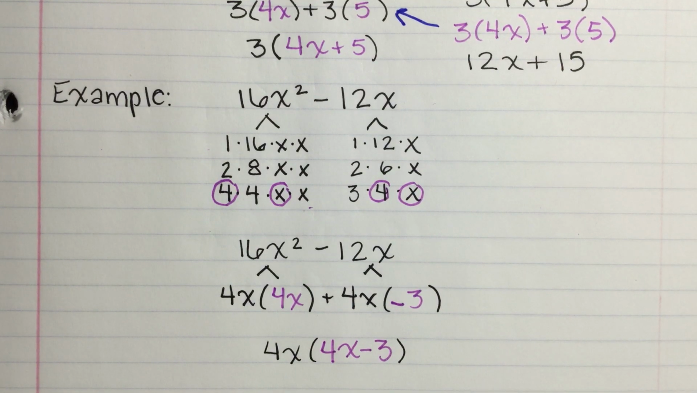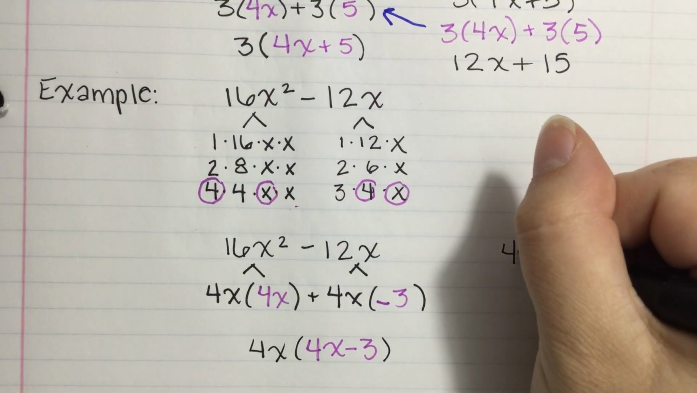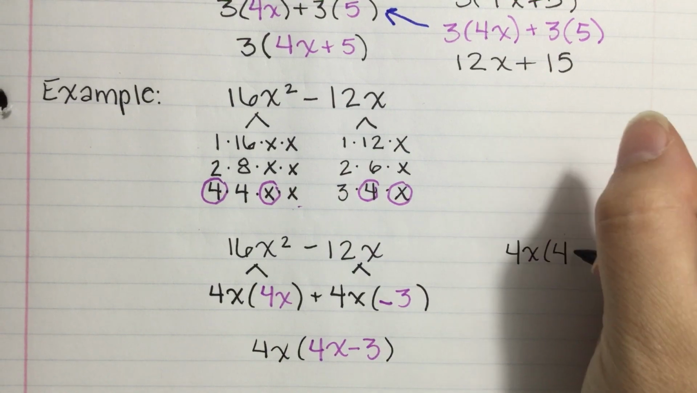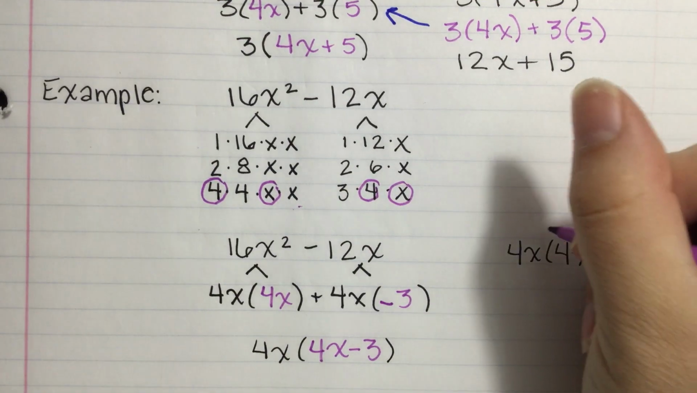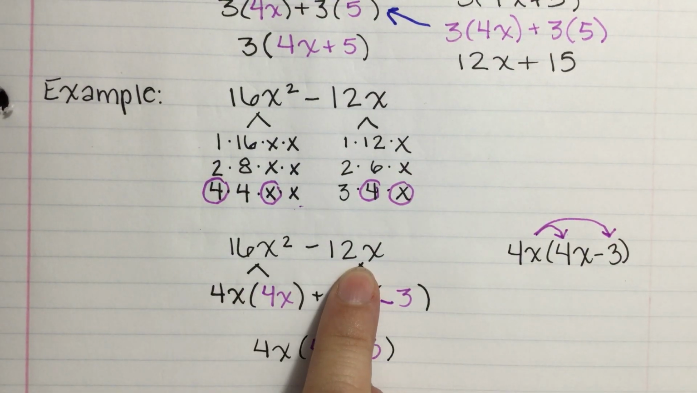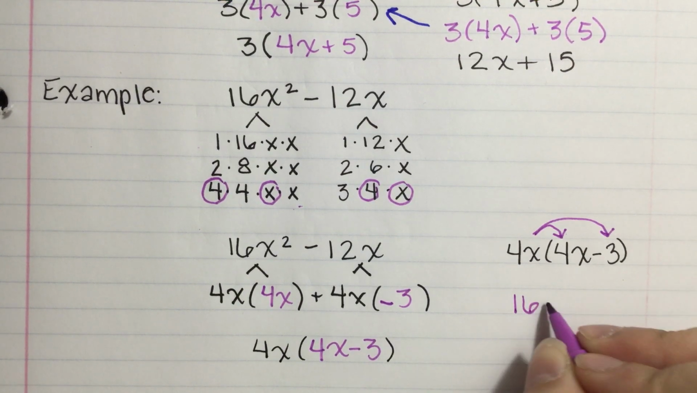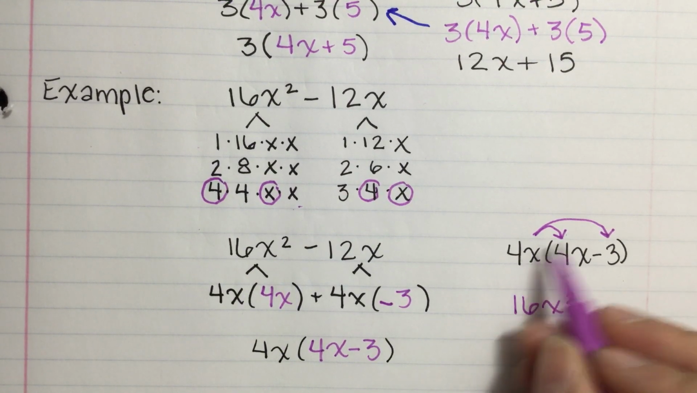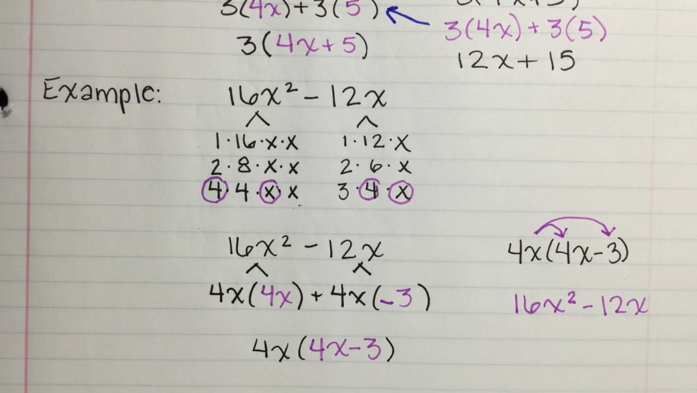And you can use the distributive property to see if you end up with the same expression. So I'll do that over to the side. If we were to start with 4x times the quantity of 4x minus 3, if I distribute that back out, I should end up with 16x squared minus 12x. So 4x times 4x would get me 16x squared, and 4x times negative 3 would get me negative 12x. So it was correct.